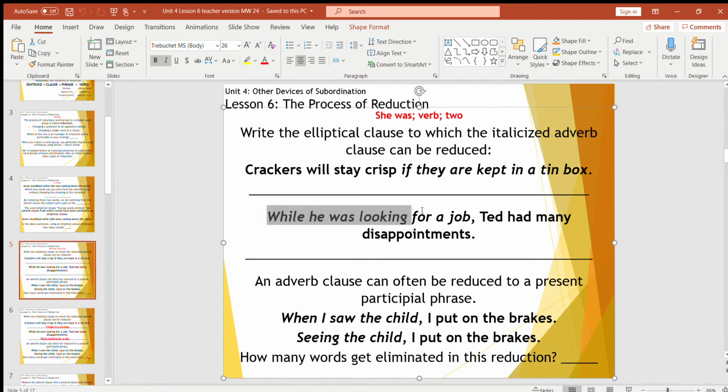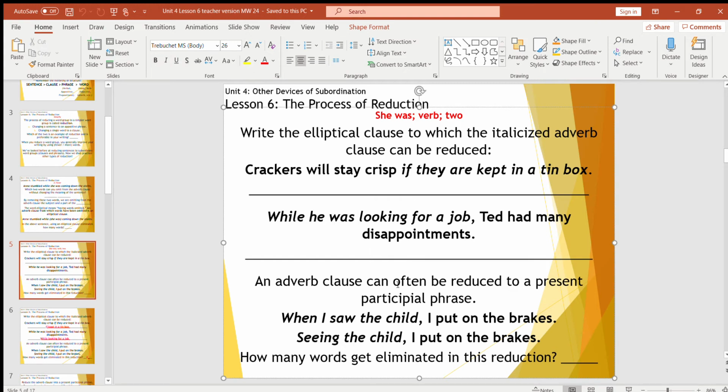Notice it's always going to be the subject and part of the verb, usually the helping verb. While he was looking for a job, Ted had many disappointments. So again, same thing. To make this into an elliptical clause, what are the 2 words we can take out? He and was. While looking for a job, comma, Ted had many disappointments. It still makes sense, saves you some words. So if you're writing that college application, you'd be reducing it down, but not necessarily losing any of the content.